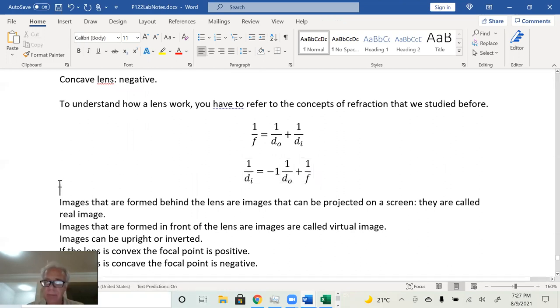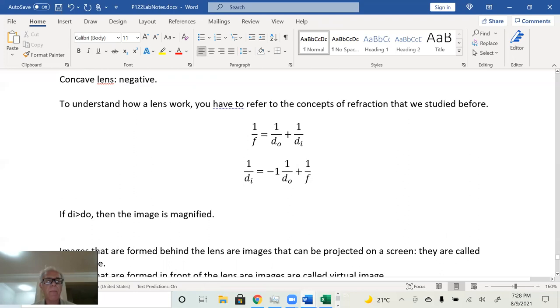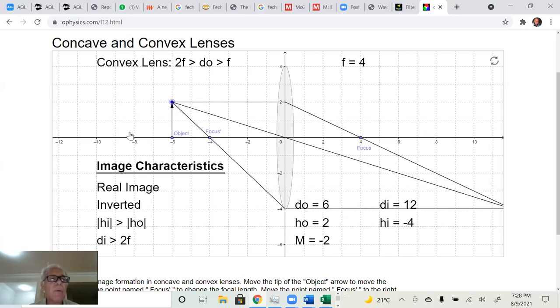A very good rule of thumb is that if di is greater than do, then the image is magnified. Let's go back here. Di in this case is less than do, so the image is not magnified. That magnification occurs if the object is placed between the focal distance and twice the focal distance. In this case, we have a magnification of -2 because the image is inverted.